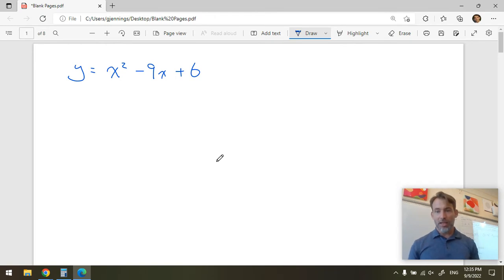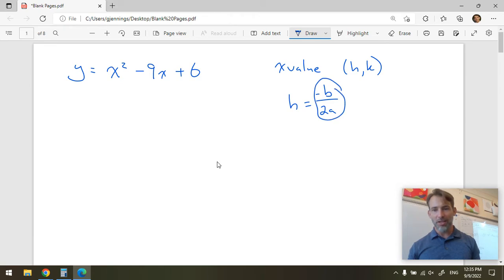The first method is to know that the x value of the vertex, which we usually write as (h, k), is always equal to negative b over 2a. This is part of your quadratic formula, and it always gives you the x location of the vertex. So in this case, h would be equal to negative b, so that's negative negative 9, it's positive 9, over 2. So that's the x value of the vertex.